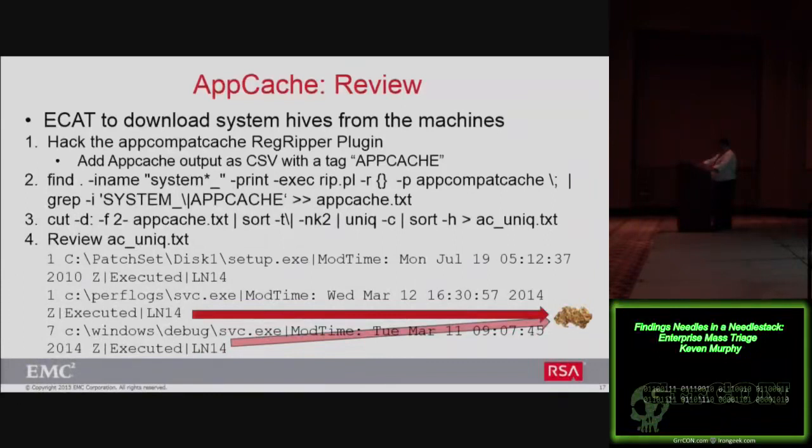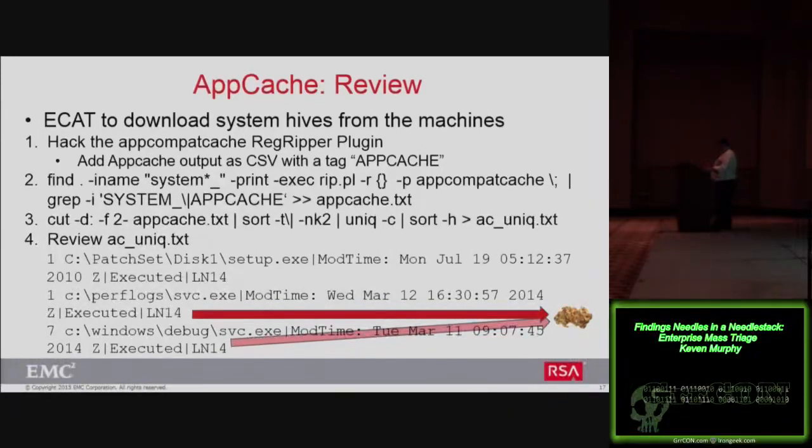So this perflogs csv.exe, that was something we really found, and it was malicious. The same thing for the line below it where it starts with 7, Windows debug csv.exe, was the same file, just in 2 different places, depending on where the APT actors decided to put that.